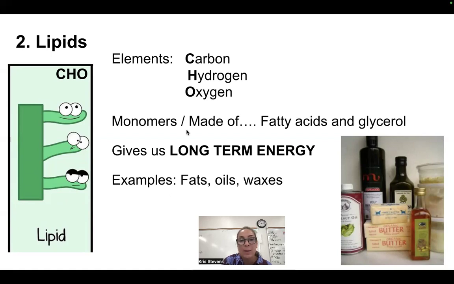And we typically look at the bonding in those. All single bonds, all single bonds are saturated fats. If it has at least one double or one triple bond, it's unsaturated. And that's something I'll have to show you in class.